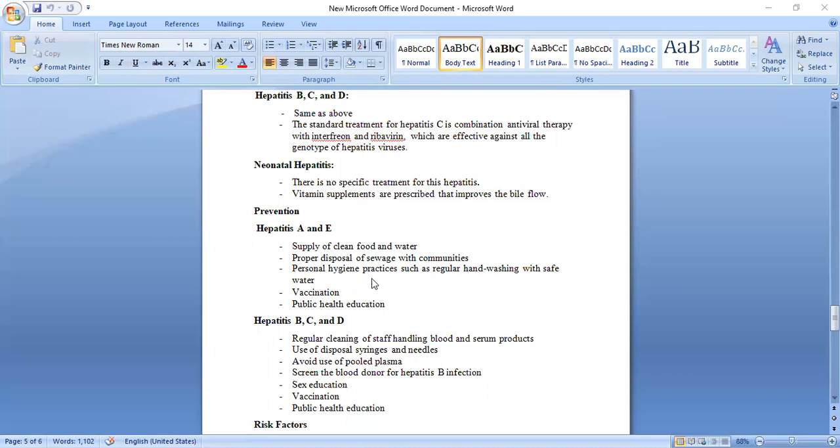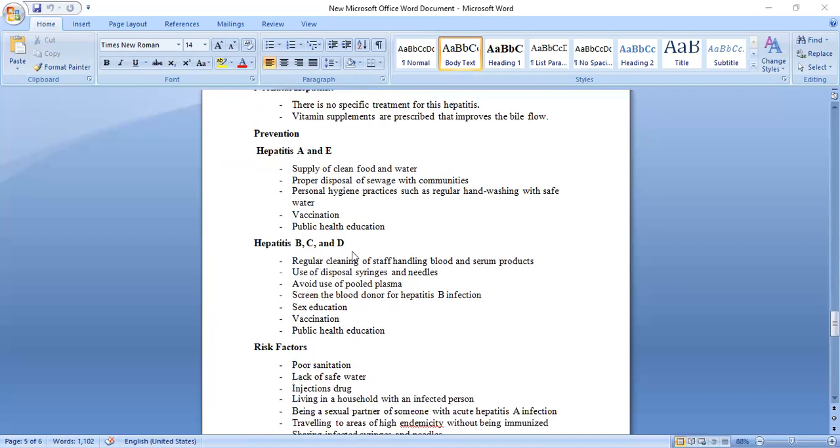Okay, personal hygiene practice, wash the hands clean. Personal hygiene you have to maintain by using soap and everything, after toileting, such as regular hand washing with safe water. Okay, vaccination you have to do. Public health education, the government will educate how to maintain public health. So all these are the prevention of hepatitis A and E.